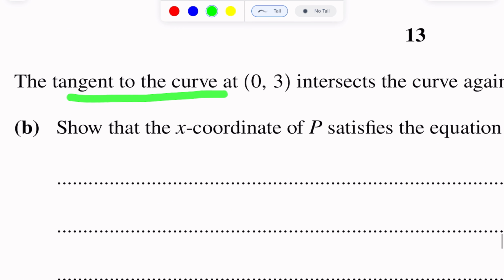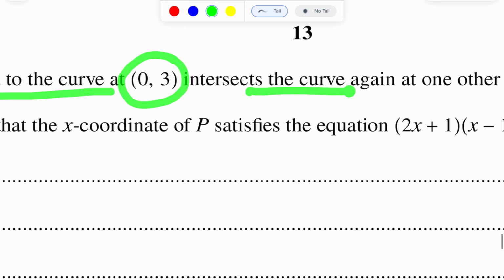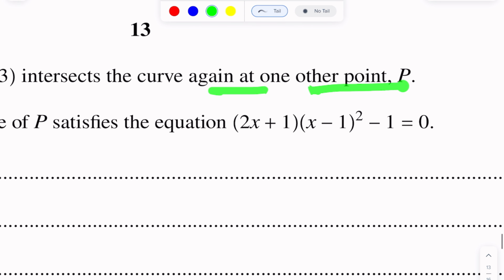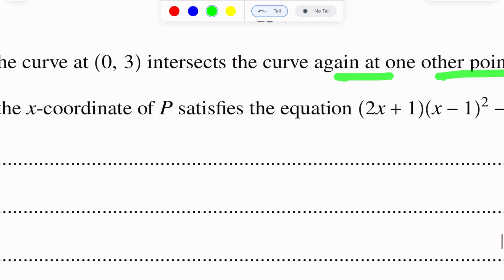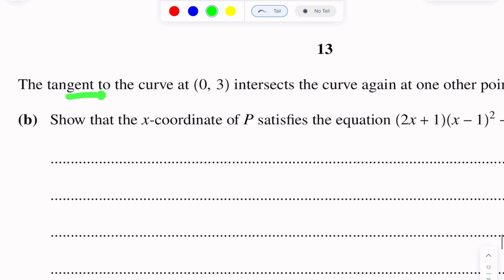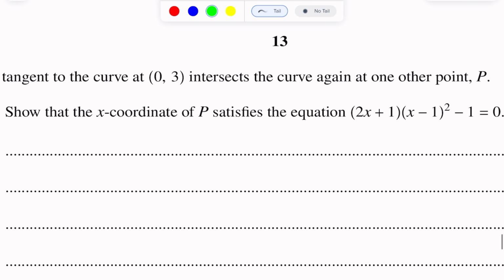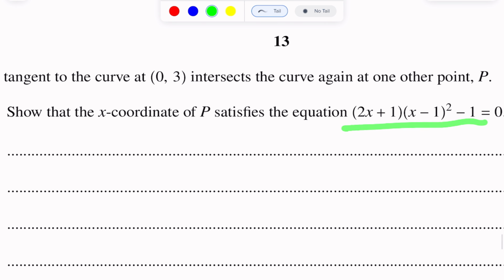Tangent to the curve at (0, 3) intersects the curve again at one other point P. So first of all, we will find the equation of the tangent which passes through (0, 3), and the equation of the curve is given. We will solve the equation of tangent and equation of curve to get this point P to show this relation.